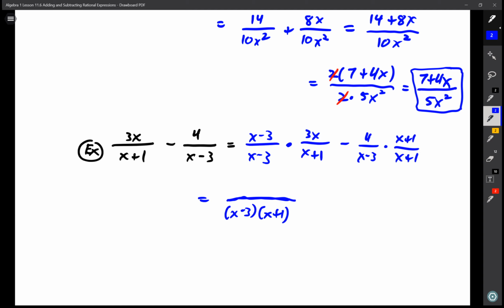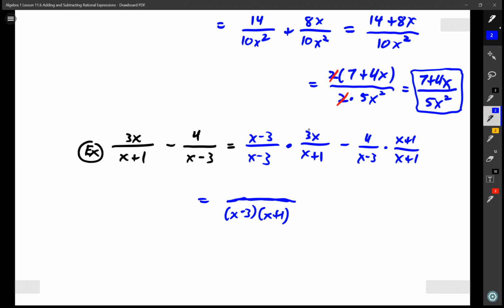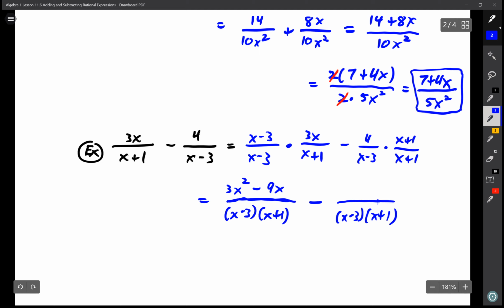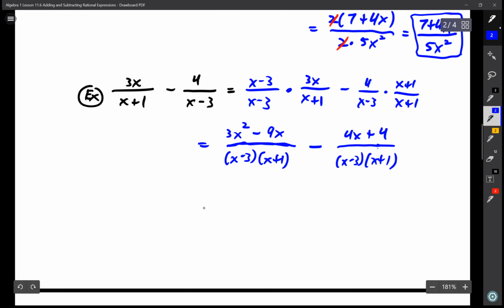But our numerator, we've got to do some multiplying out. So we have this x times 3x, that's a 3x squared, minus 9x. And then here we have minus, well, I know my denominator is going to be an x minus 3 times an x plus 1 again. And what I have is 4 times x, so 4x, plus 4 times 1, or 4. Okay, now what can we combine here? Well, my denominator is just going to be this x minus 3 times x plus 1.